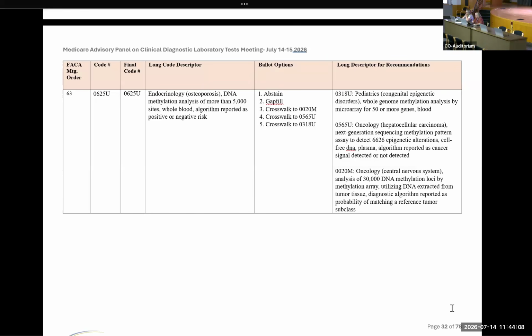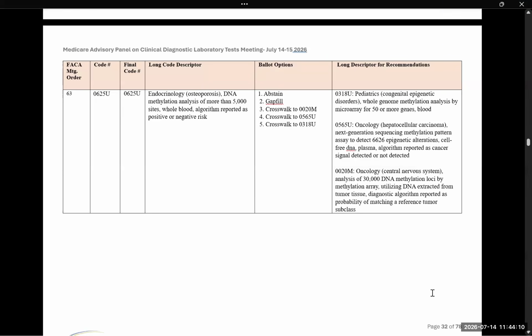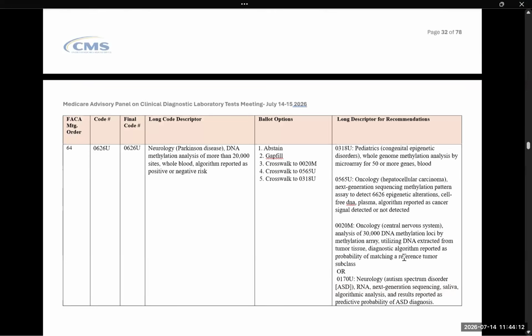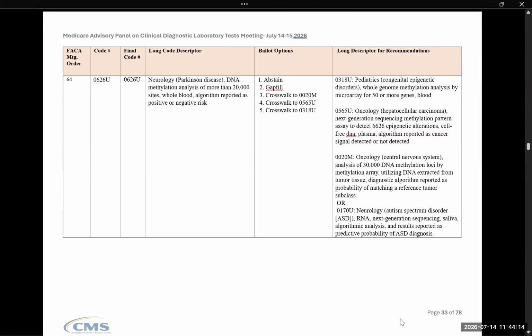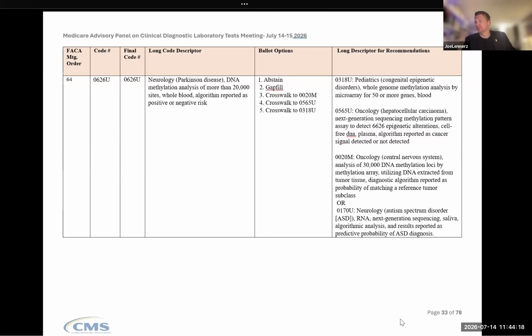Thank you. All right, and next up, I believe is 0626U. Same submitter, that's correct. Same assay, 20,000 methylation sites, neurology indication for Parkinson disease reported as positive or negative risk. Crosswalk recommendation by the subcommittee and myself is 0565U. All right, panel members, please cast your votes on code number 0626U.